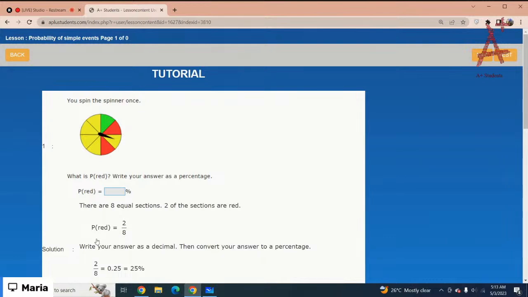Just convert the answer into percentage form. You have to write the answer as a percentage. You need to divide 2 by 8 and multiply it by 100. It would be 25%. Got it? That means the probability of getting red is 25%.